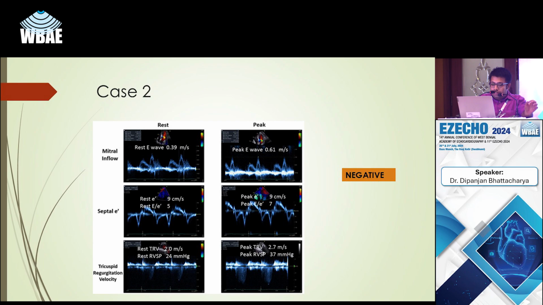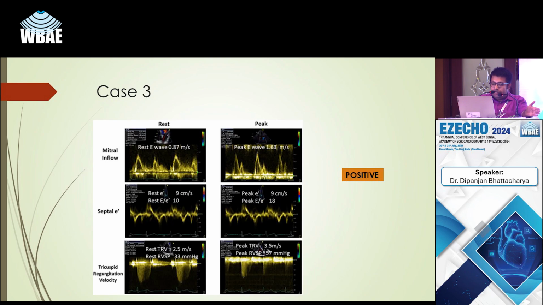The parameters measured are the LV ejection fraction, wall motion abnormality, E and A, E prime, A prime, and the tricuspid velocity. A positive test is indicated by 2 or more of these: average E by E prime more than 14, septal E by E prime more than 15, TR velocity more than 2.8, and septal E prime less than 7. For elderly patients, we use something called the Cardiff protocol. So this is an illustrative case.